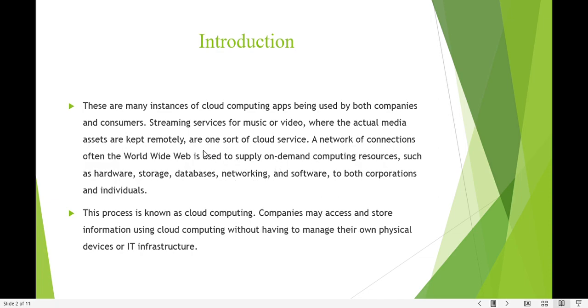For example, WWI is supplying on-demand computers such as hardware, storage, database, networking, and software with both compression. This is known as cloud computing. As I've told you earlier in slide 1, it is major compensation. Companies may access and store the information in the cloud without having to manage the physical devices or the infrastructure.